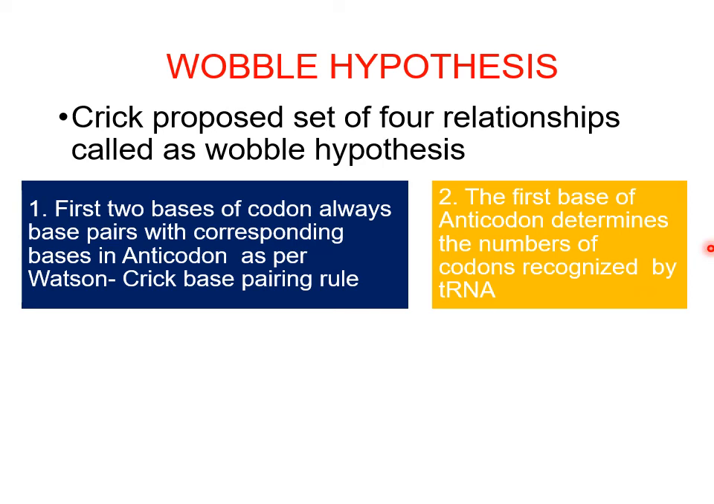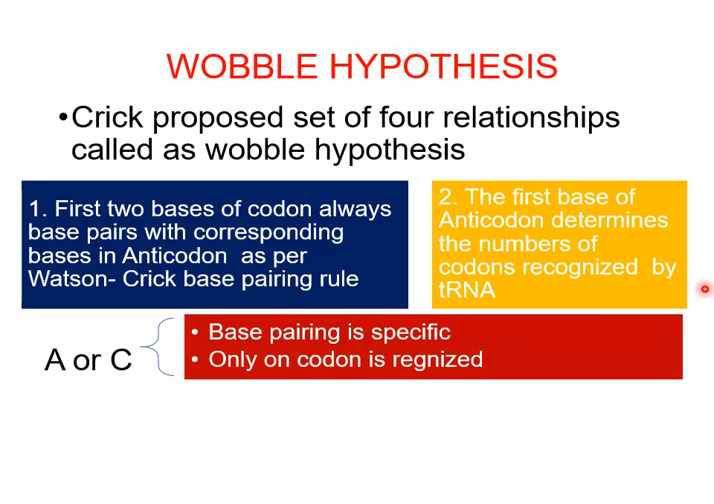So the first base of the anticodon here is determining whether a particular tRNA is going to recognize only one codon or more than one codon. If the first base of the anticodon is A or C, then it will recognize only one codon. So base pairing here is specific. A will always base pair with U only of the codon, and C will always base pair with G of the codon, and hence the tRNA having A or C at the first base of the anticodon will recognize only one codon. So one tRNA for one codon.